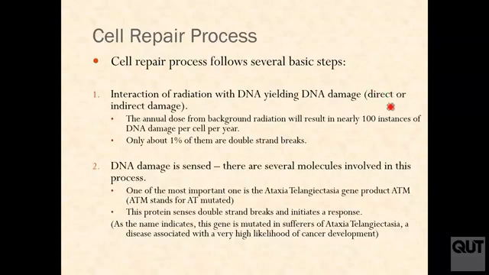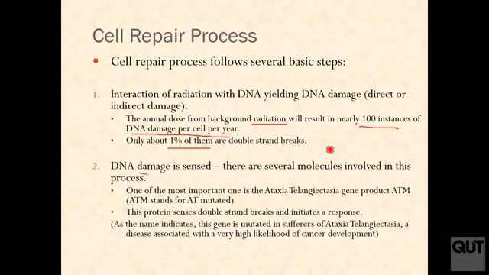So the annual dose from background radiation, just annually, that a person would get, regardless whether or not exposed to a radiation source, is nearly 100 instances of DNA damage per cell per year. So this happens all the time. Only about 1% of these are double-strand breaks, and most of the time the cell repairs itself error-free. So if you look at that, that's a lot of DNA damage done per year, and pretty much all of that gets repaired.